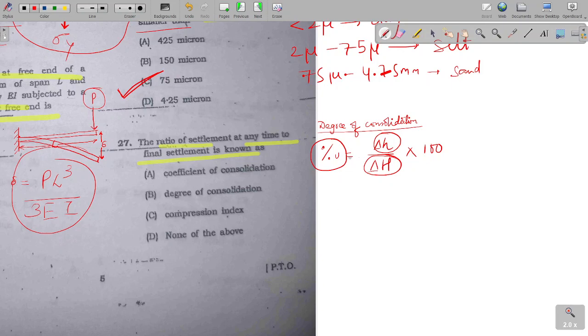So the ratio of settlement at any time, let us take it as delta H, to the total or final settlement, delta capital H, multiplied by 100 is called the degree of consolidation, and its notation is percentage U. So the correct option will be degree of consolidation. Moving on to our next question.